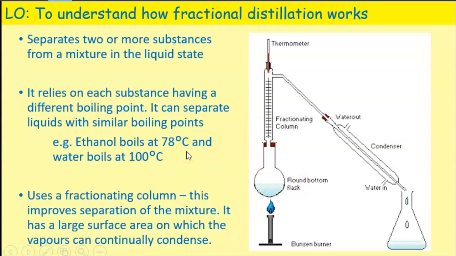So it just improves the separation of the mixture, basically because the larger the tube, we've got a larger surface area on which the vapors can continually condense. The water would come back down, and the ethanol would go into the condenser and condense back to a liquid.